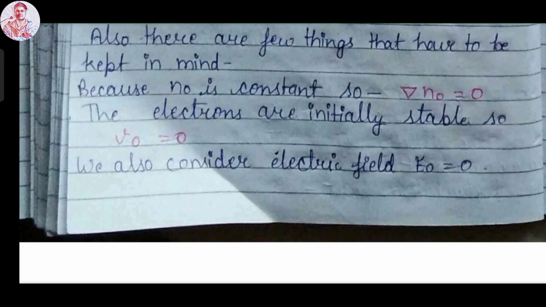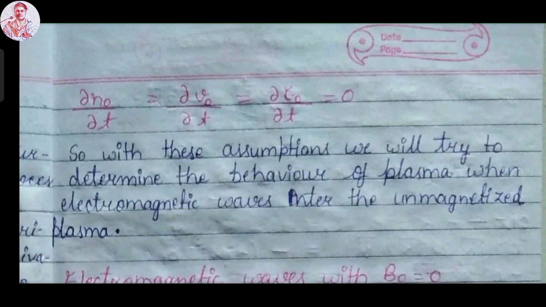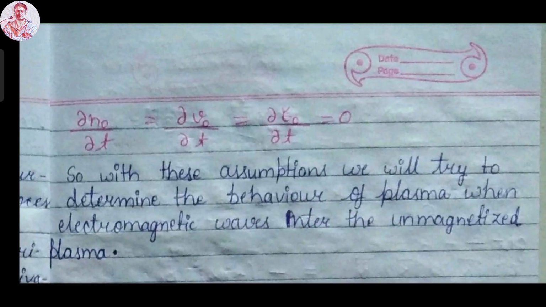Also there are a few things that have to be kept in mind. Because n0 is constant, del n0 should be 0. d by dt of n0 is equal to 0. Then electrons are initially stable, so the velocity V0 should be 0. We also consider the electric field E0 to be 0. Then del n0 by del t, del V0 by del t, and del E0 by del t are equal to 0. So with these assumptions, we will try to determine the behavior of an electromagnetic wave in unmagnetized plasma.